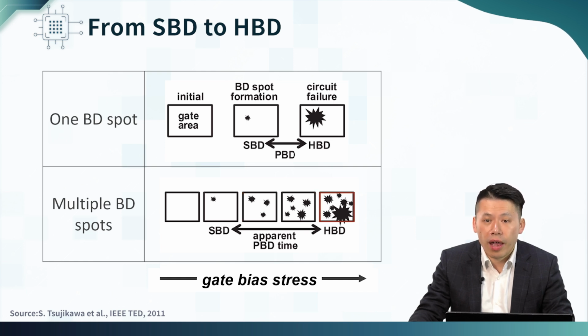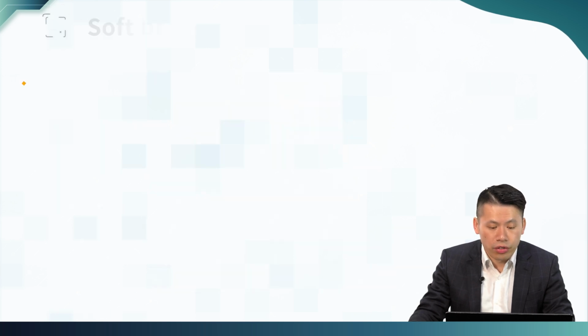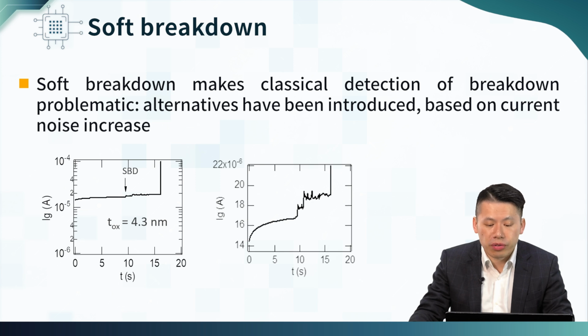But then, afterwards, finally, there's one that in the end has very high current going through and becomes the hard breakdown. So the time between the soft breakdown and hard breakdown is a very obvious time for the progressive breakdown. So soft breakdown makes classical detection of the breakdown problem, and therefore, for example, we have to introduce some alternative method, for example, based on the current noise increase.